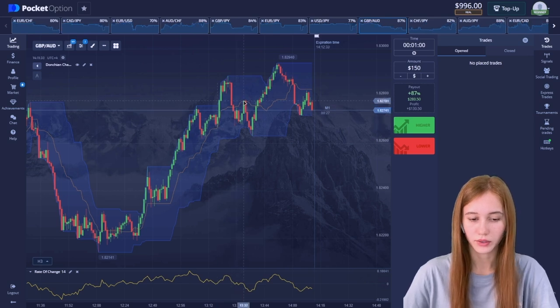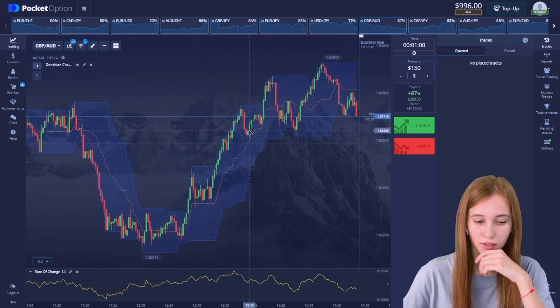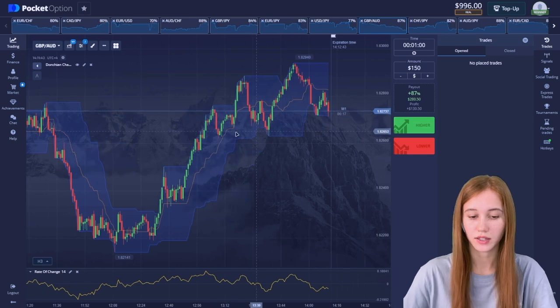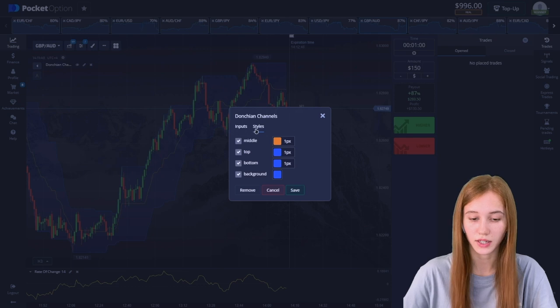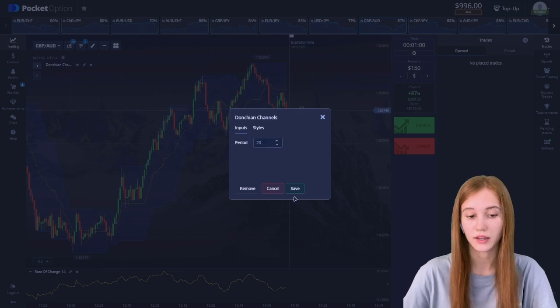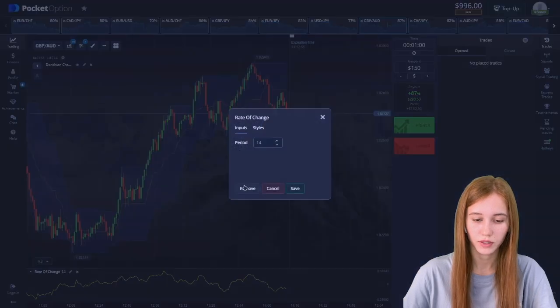Also, don't forget to look at the middle line. At some moments when approaching it, we have a rollback. So we will use the basis of technical analysis, but we also use these indicators. Let me show you the settings of this indicator, and let's talk about the second indicator, the Rate of Change. Settings. Let me tell you.